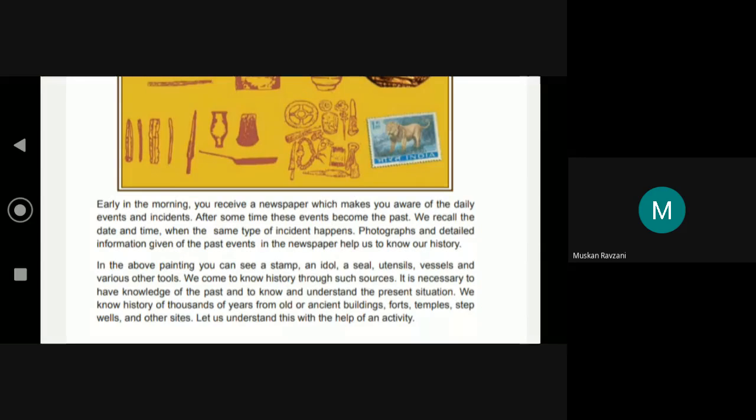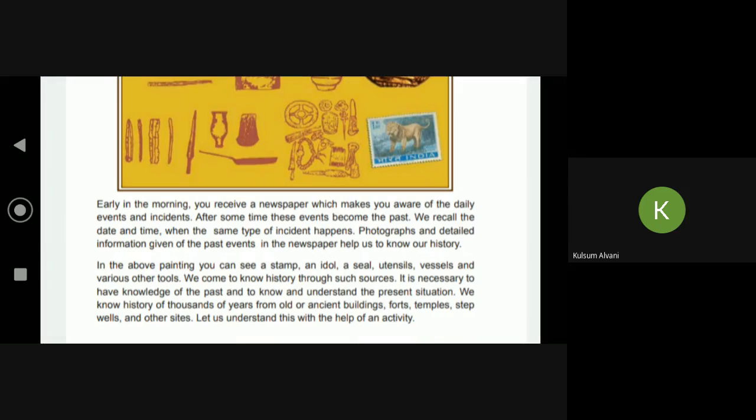So what we do, we try to recall the date and time when the same type of incident has happened previously. If any incident has happened before, what we try to do is find out when this type of events might have happened in the past. Photographs and such detailed information which is given in the past of the events is what helps us to know our history.